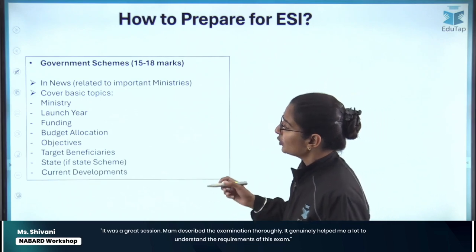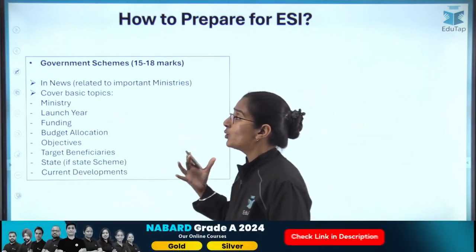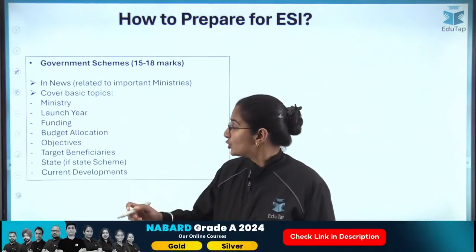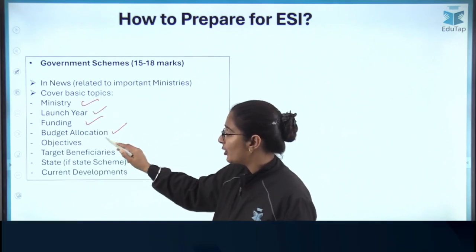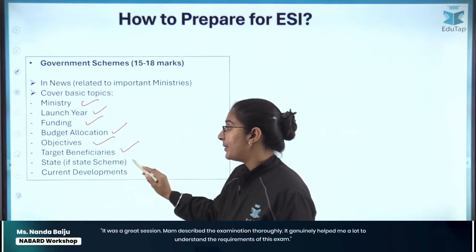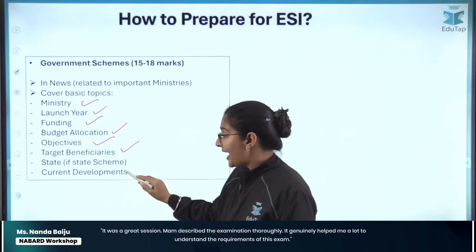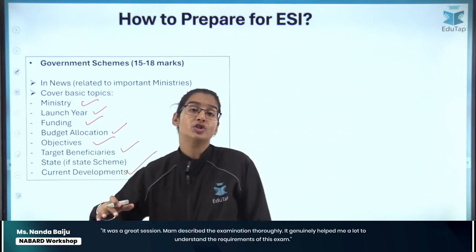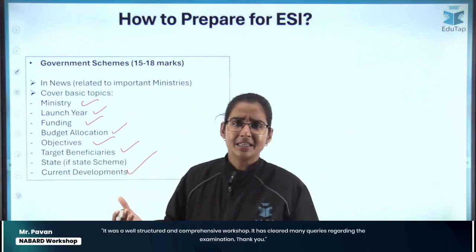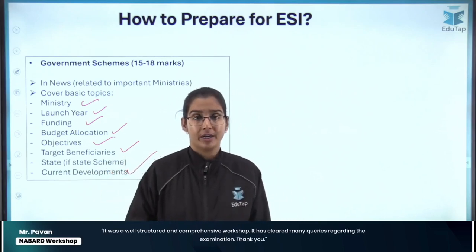After that comes what you have to cover in these schemes. First of all, you should know the ministry, launch year, funding, budgetary allocation, objectives, targeted beneficiaries, and the current development. Sometimes the schemes which were launched 5 years back, 6 years back are also being asked in current affairs.